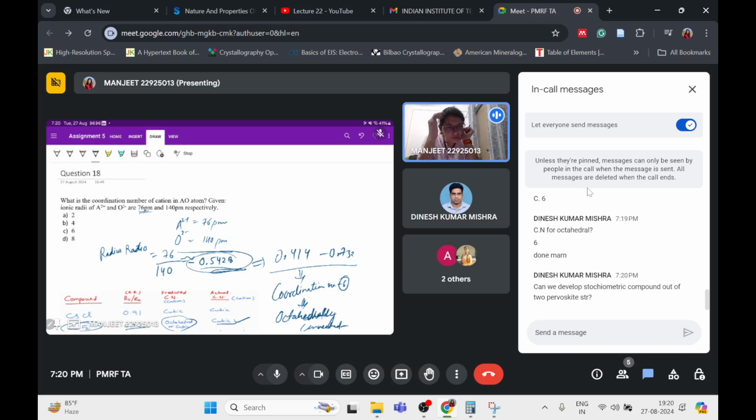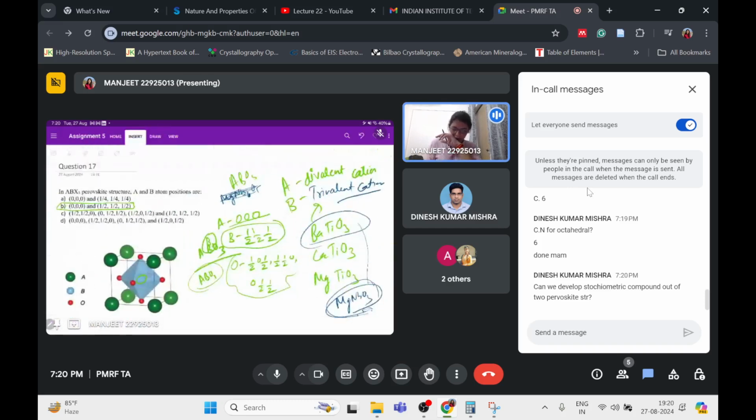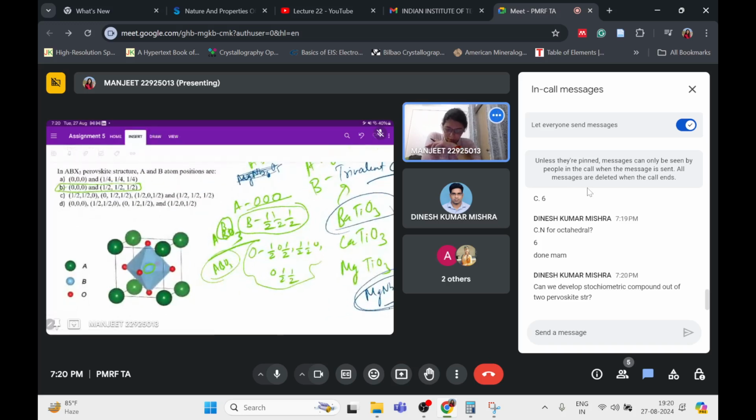Can we develop the stoichiometric compound out of two perovskite structures? For the perovskite structure, the stoichiometric compound, let me check it. Will it work for this one or not? This A atom will add one, this B atom will also be one.